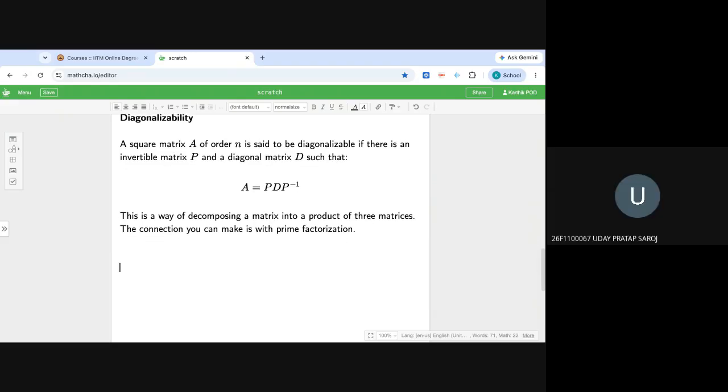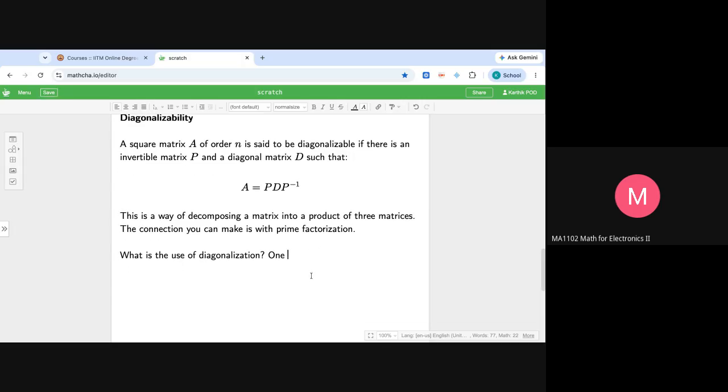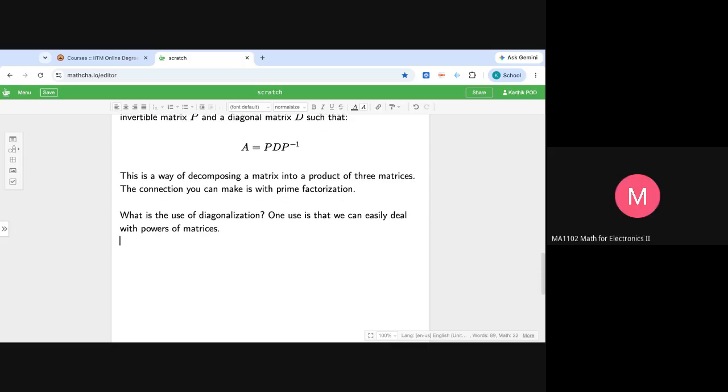So what is the use of diagonalization? This process is called diagonalization. Matrices which can be diagonalized are called diagonalizable matrices. Diagonalizability is the area of linear algebra that discusses this idea of diagonalizable matrices. So what is the use? One use is that we can easily deal with powers of matrices. That is the main idea, or rather, that's one of the uses. It's not the only use.